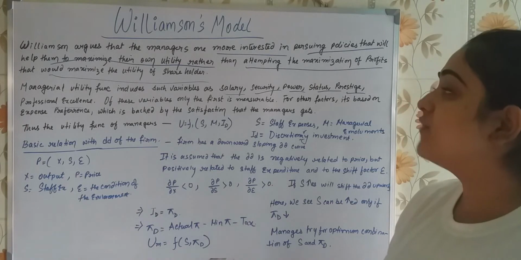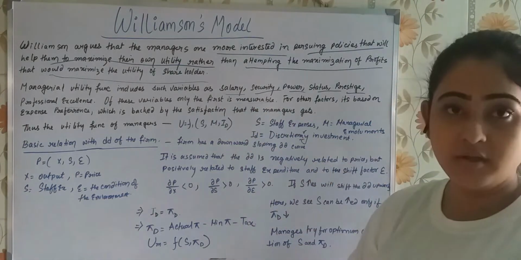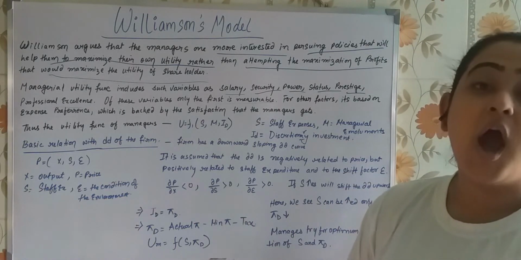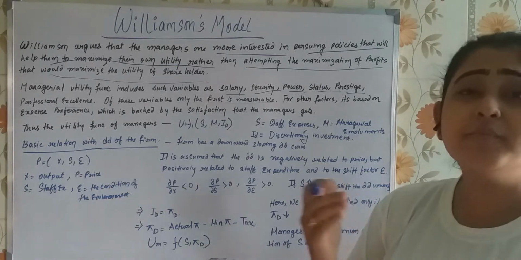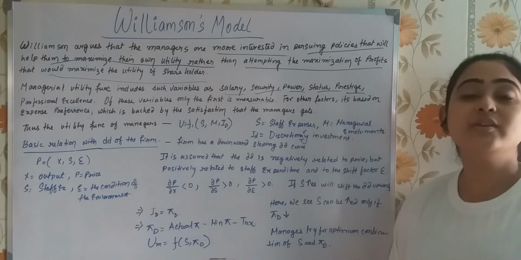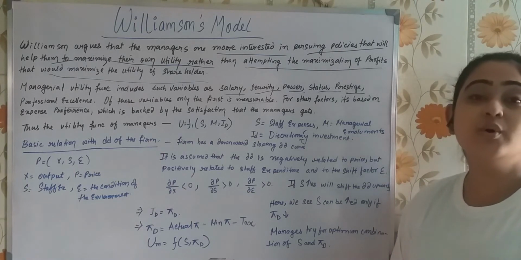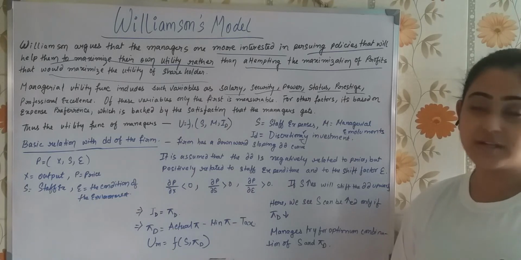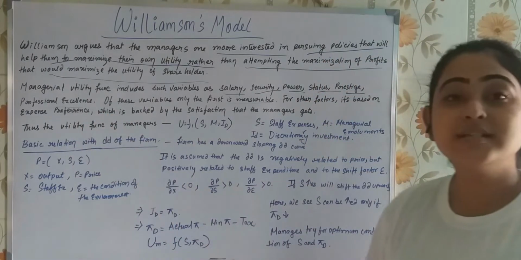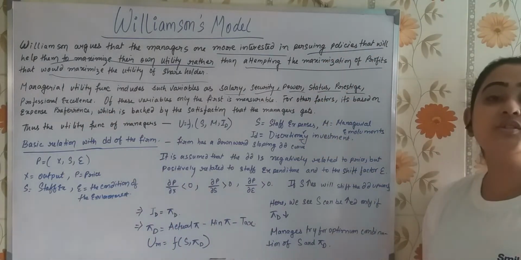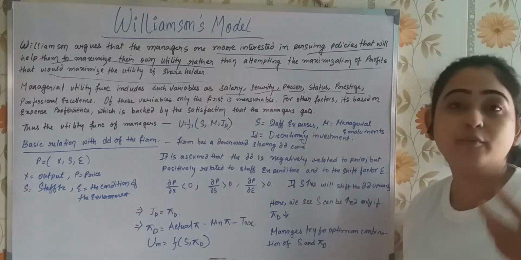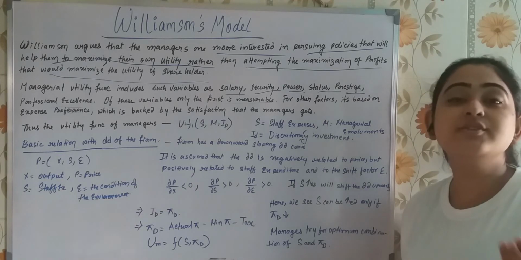Next, of all these variables, only the first is measurable. If you analyze these variables, it's the salary that is measurable. Other than the salary, nothing is measurable. You cannot measure the security. You cannot measure power. So what we need to do is transform them into units that can be measurable, right? For the other factors, it is based on the expense preference. That is, how much they are willing to spend on these factors like security, power, prestige or professional excellence. So these things cannot be measured directly.